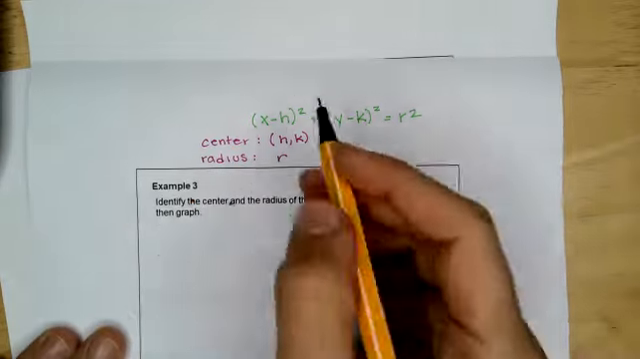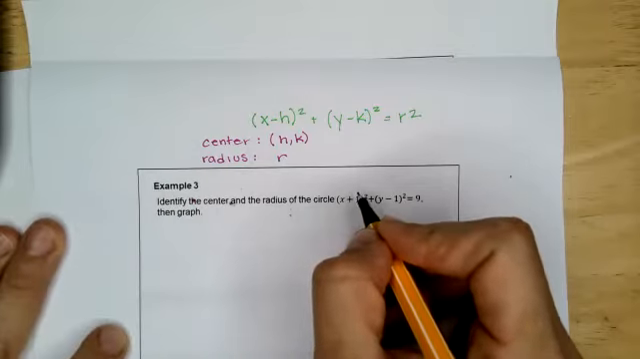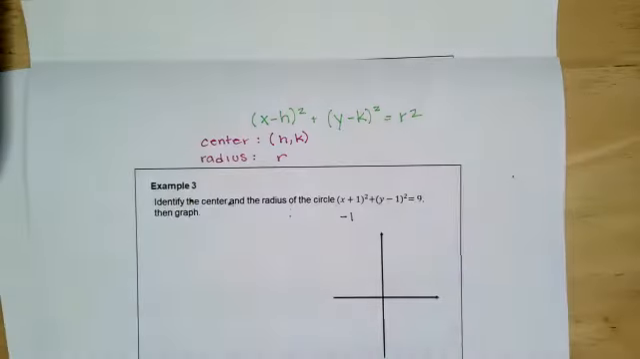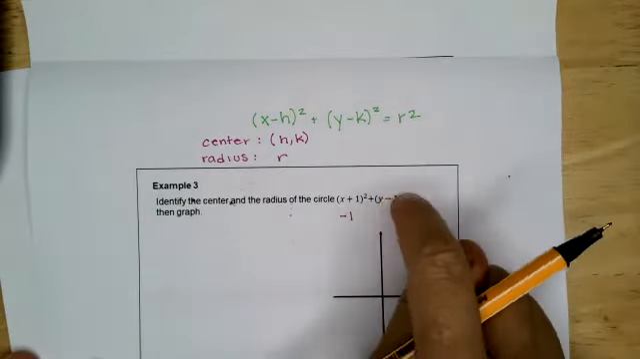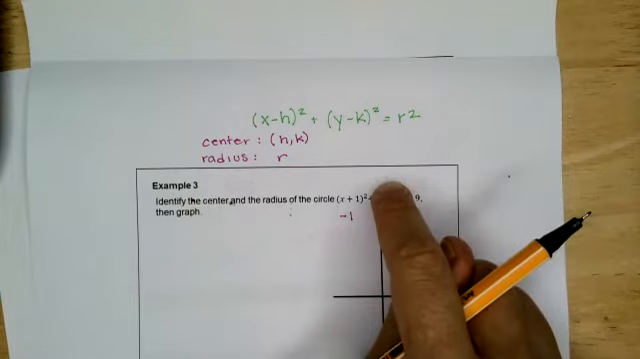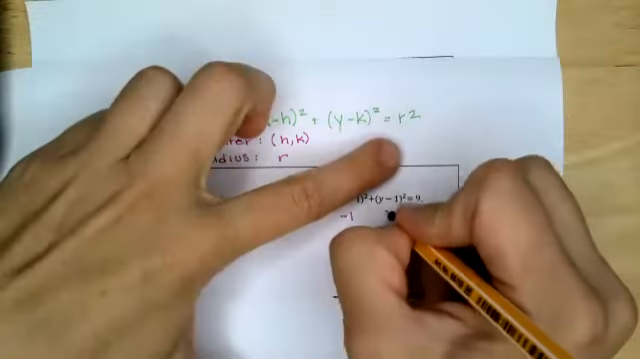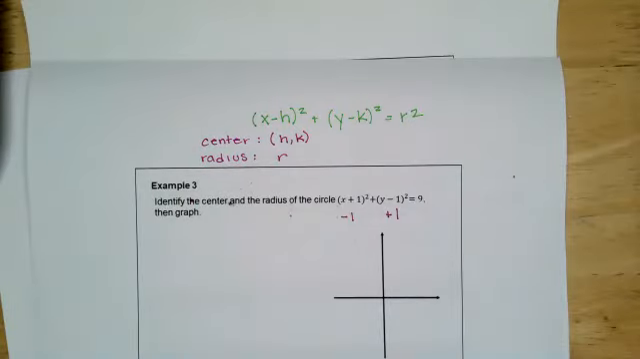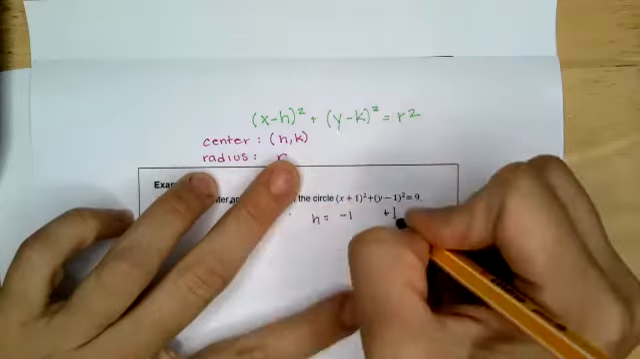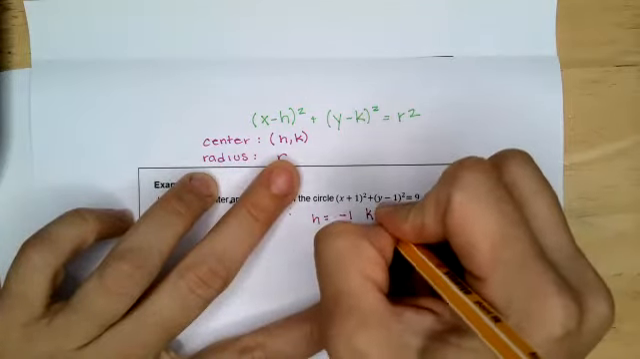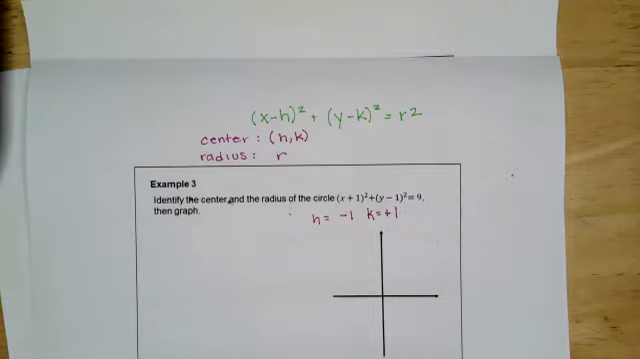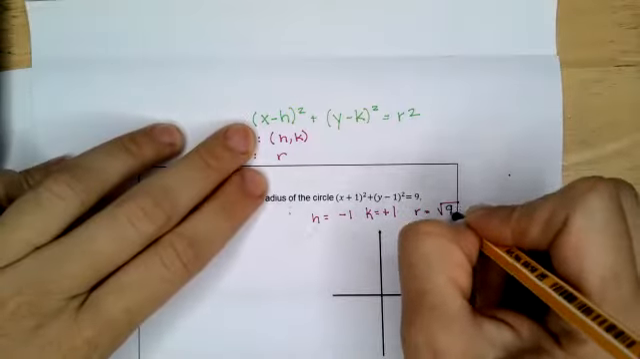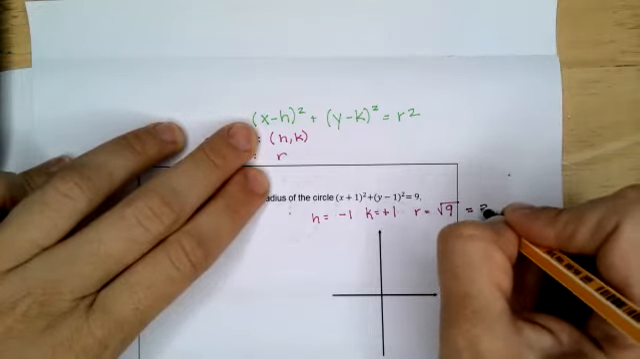Good. Look at what is grouped with the x, change its sign, and that will be the x value of the center point. Look at what is grouped with y, change the sign, and that will be your k. So my h is -1, my k is +1 because I had to flip the sign. My r is the square root of whatever that number is. The square root of 9 is 3.